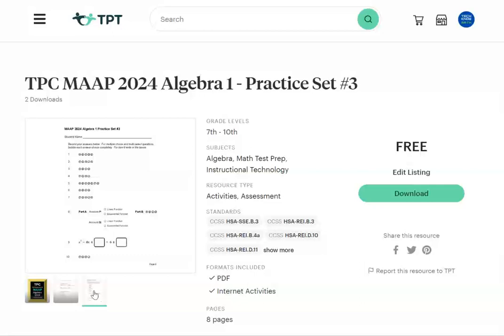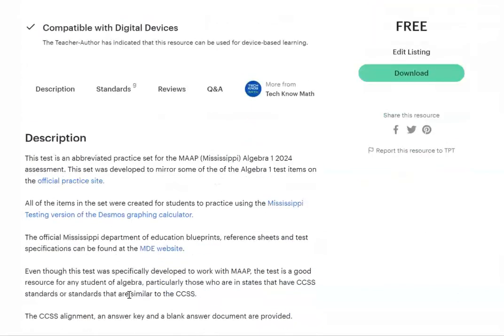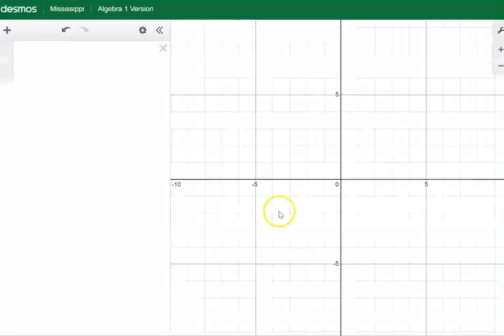I really loved Pear Assessment. So that's up to you. You don't have to do it. I've given you the link to the actual calculator. So the link in the description will take you out to the Desmos graphing calculator. It'll say Mississippi right here, so you'll know you're in the right one. And then they can work on it.